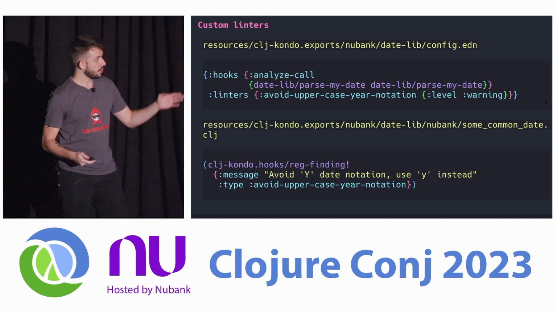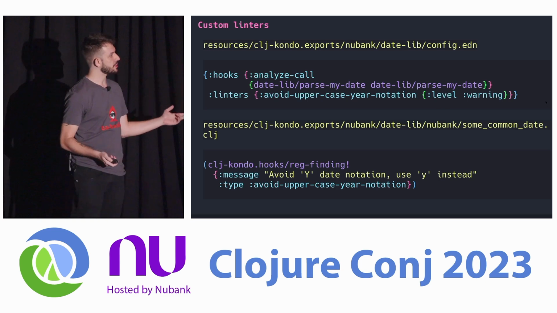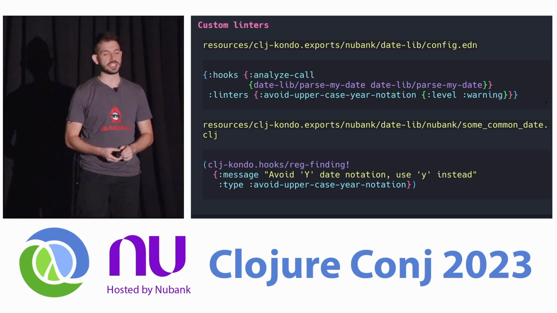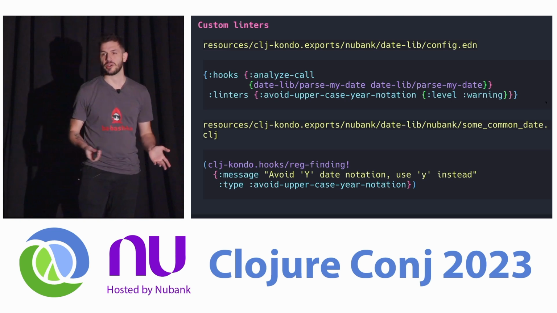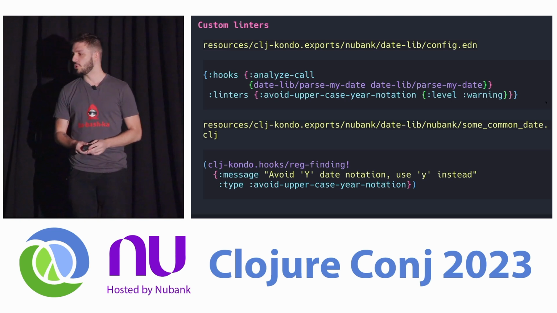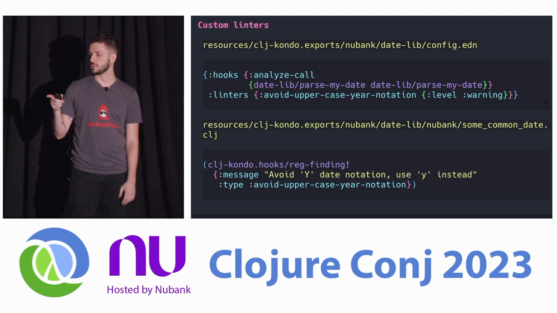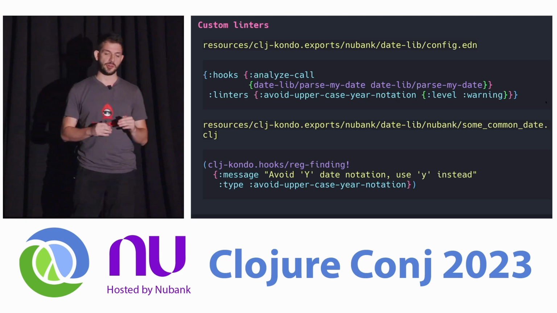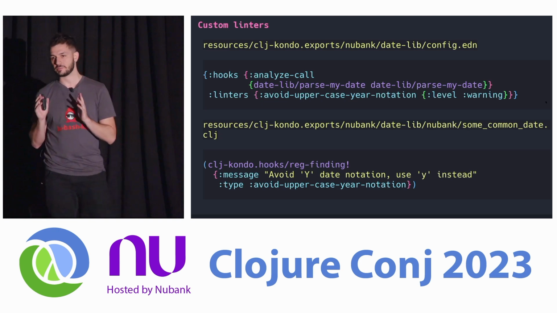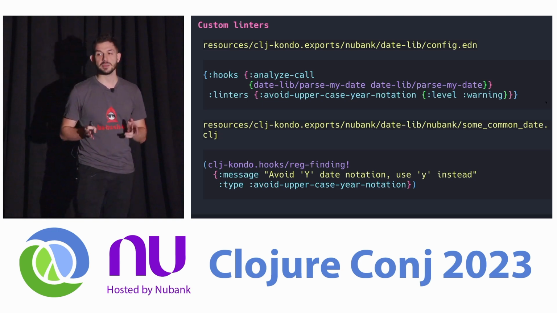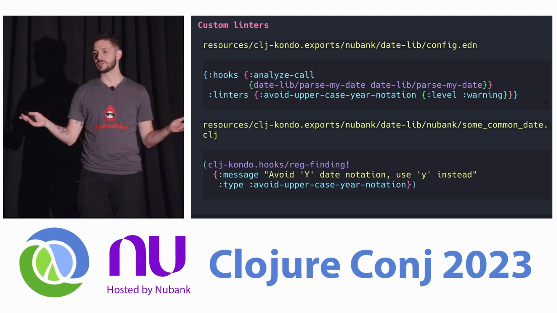And we declared this new linter, avoid uppercase year notation. And we are saying it's a warning. But where are we defining that? In the hook definition, we have this code calling the reg-finding and saying that we have this specific message, and this is the name of the linter. And boom, we have a custom linter now.